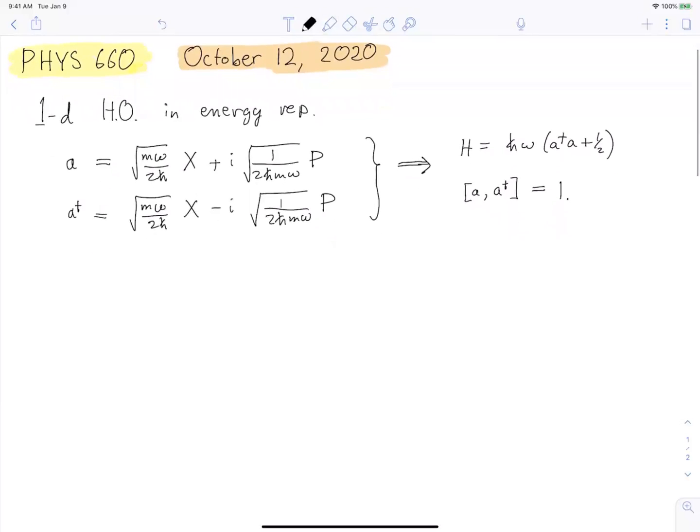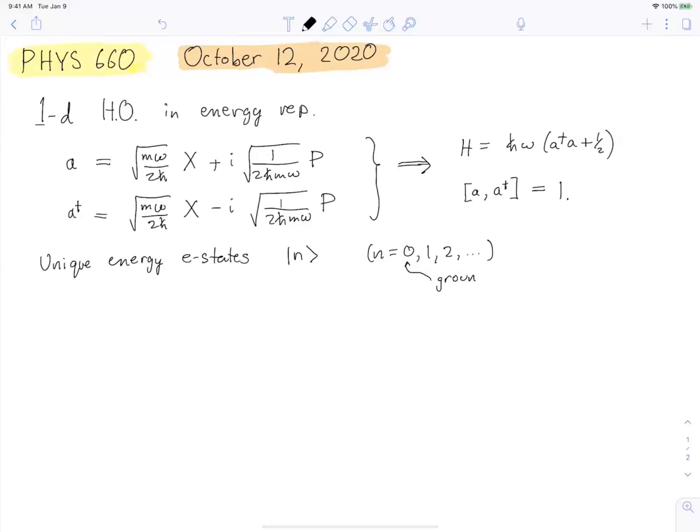Okay, and we also know, because there's a general theorem that tells us that this is true of bound states in one dimension, that there are unique energy eigenstates. They're non-degenerate. And we learned last time that we can label them by integers, where the integers n are non-negative. And the lowest one, the n equals 0 one, is the ground state. That's the one with lowest energy.